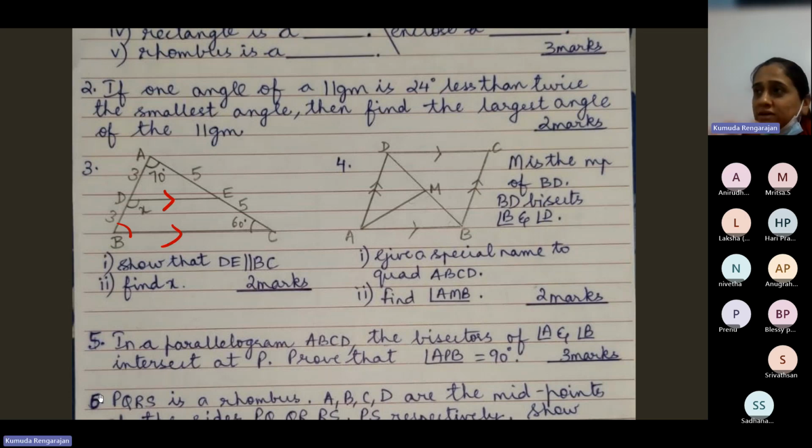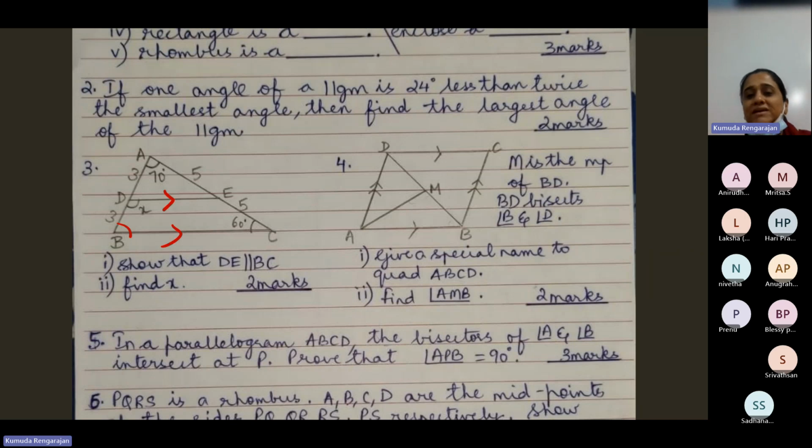Children, in the figure ABCD, opposite sides are marked parallel already. So ABCD is a parallelogram. See, you are deceived by the question. Give a special name to the quadrilateral ABCD. It's already a parallelogram because it's marked AB parallel to CD and BC parallel to AD. It's marked in the figure.